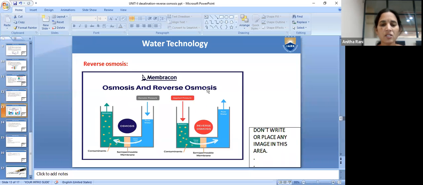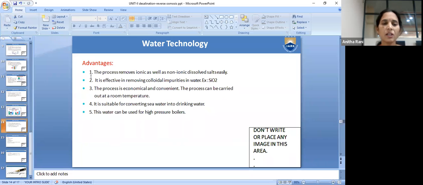Now here you can see the osmosis process. We know that in osmosis, the flow of solvent takes place from lower concentration to higher concentration through a semi-permeable membrane. Whereas reverse osmosis means we have to apply extra pressure on the higher concentrated solution side, so that the flow of solvent takes place from higher concentration to lower concentration.